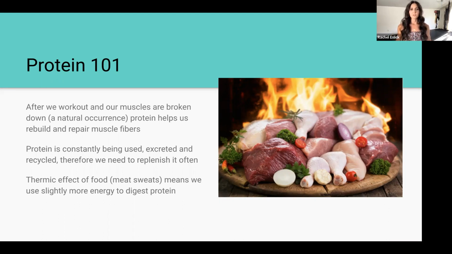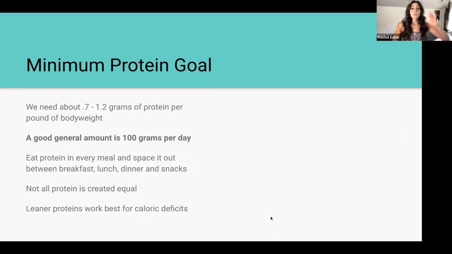So if you've ever heard the joke like, oh my gosh, I'm gonna have the meat sweats after I eat this 20-ounce steak, there is some truth to that. You might actually get sweaty when you're digesting meat because it is harder on your body to digest. So you're burning more calories slightly. It's not like night and day. It is a slight amount, but when we're doing all this stuff, every little bit kind of counts. So there's a higher thermic effect of your digestion when you are breaking down protein. Fun fact.